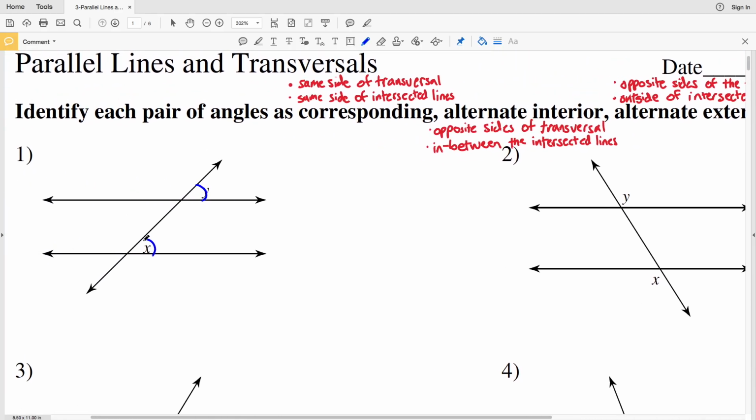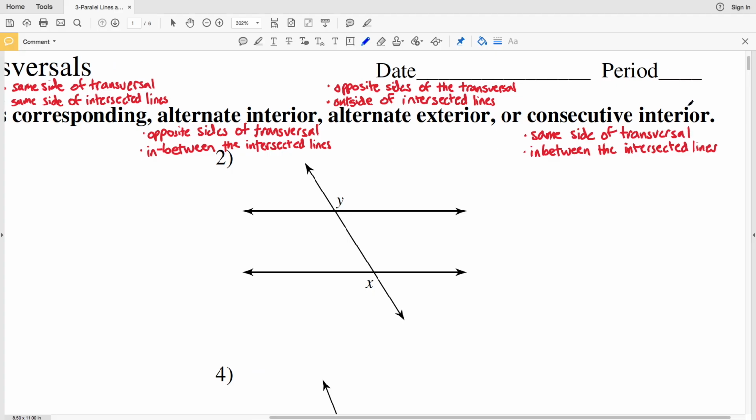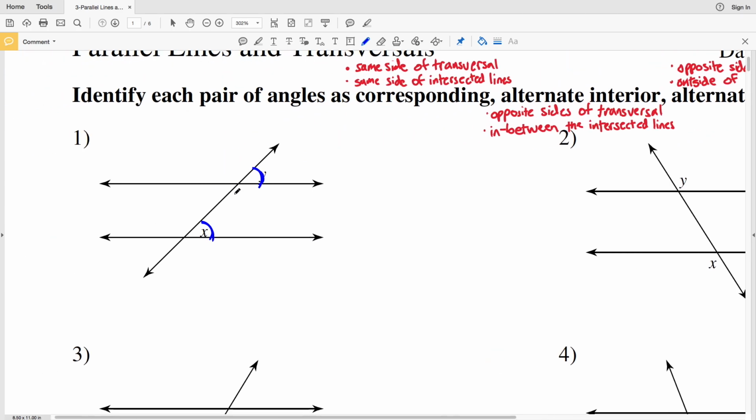However, they are both on the same side of those intersected lines. They are both above. Therefore, they are corresponding angles. Our other option that we had left was consecutive interior, and for that to be consecutive interior, it would need to be in between, which Y is not in between those lines. Therefore, they are corresponding angles.